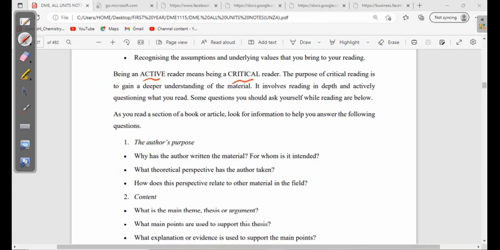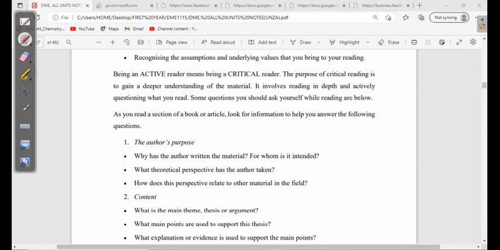Because when you're actively reading, you are interacting with the text. Interacting means you are able to find out what the text is about, you are able to question the text, and you can derive sense from what the text is about. So the purpose of critical reading is to gain a deeper understanding of the material. It involves reading in depth and actively questioning what you read. So don't accept just everything that you read. Question it. Is it really reliable? Is it correct? Has the information been presented in the right way?